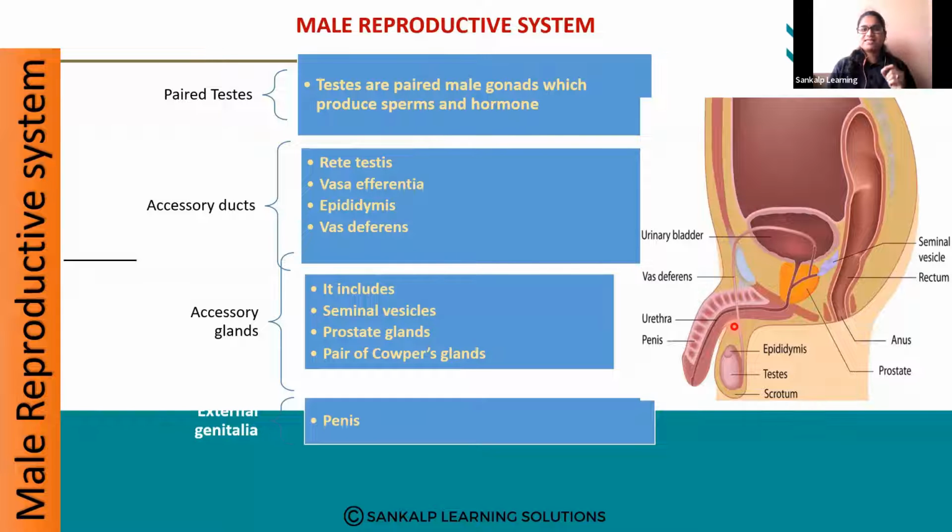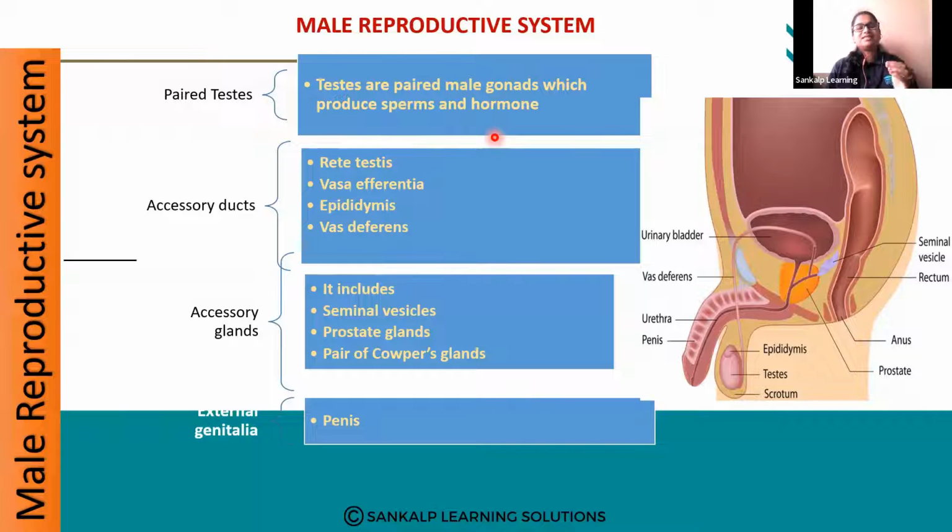What is the work of the testis? It produces sperms and the male hormone. Okay? So to produce sperms and hormone, the temperature of the testis should be less than the body temperature. So the testis temperature should be lower than our body temperature.